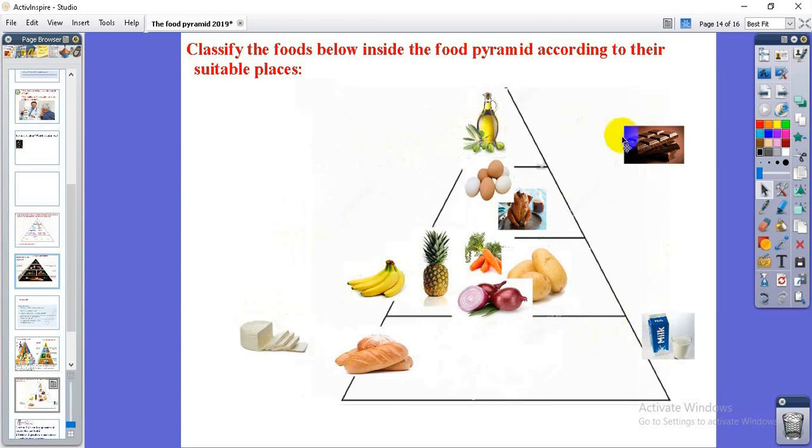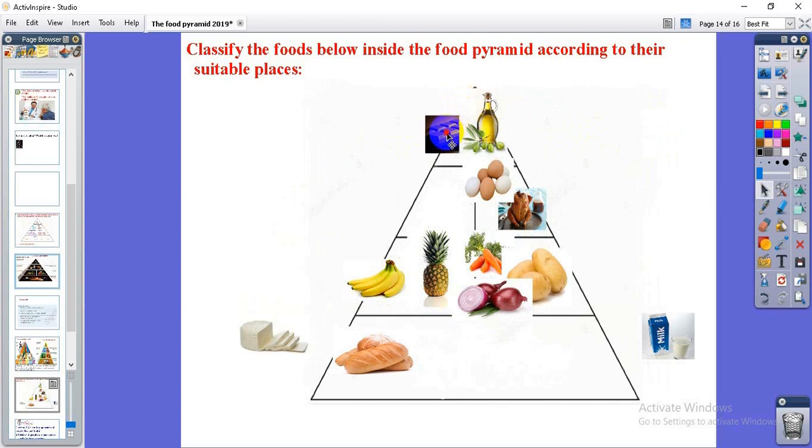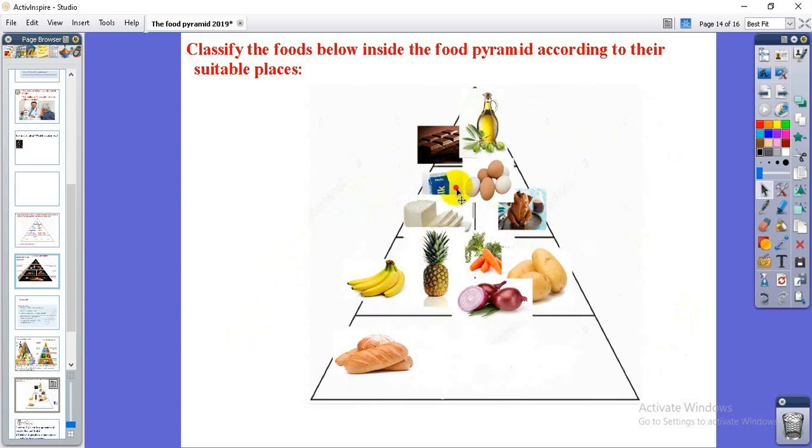What about the chocolate? Where should we put it? On top of the pyramid. Excellent. Also we need a small amount of chocolate. Now what do we have here? Cheese. It's in the part of the dairy products together with milk. Excellent job. Now correct your answers and then we'll continue.